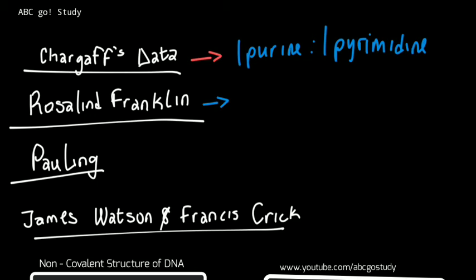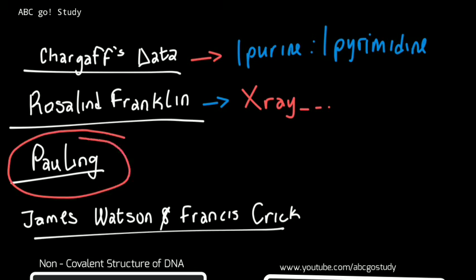Now, after that, we have Rosalind Franklin. She got her data through X-ray crystallography. So you can just say S3, let me leave it like that. Now there is another guy, Pauling. He got this data, but he got the DNA to be a three-stranded helix.